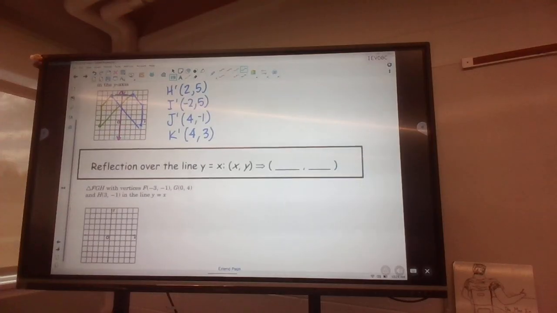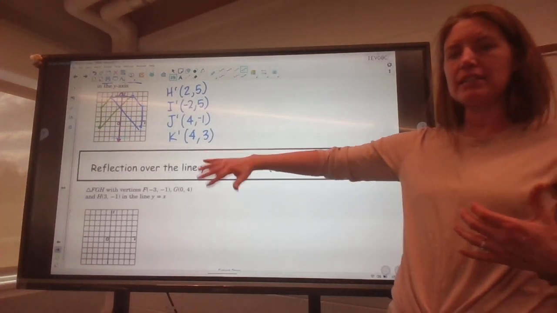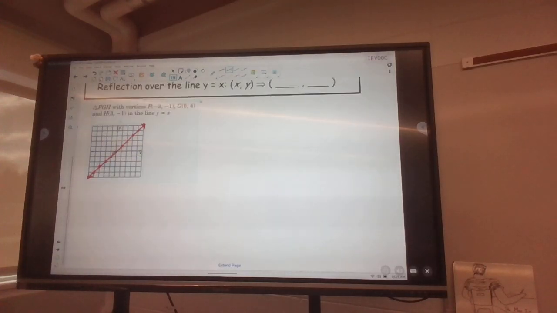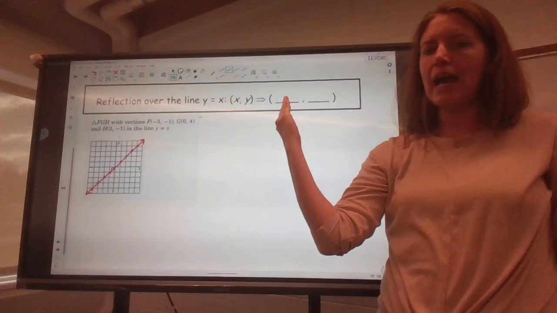So our next reflection we're doing is over the y equals x line. So we're reflecting this diagonally. The y equals x line, we reminded ourselves in the warm-up. Hopefully we didn't learn it for the first time in the warm-up. Our y equals x line is this line here. So this is my reflection line, the line where I'm reflecting this over. And again, that means it's going to flip diagonally.